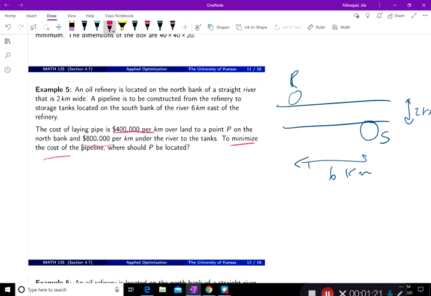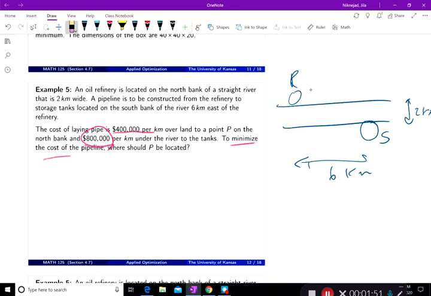Think about it this way. If I connect directly here, it will be all under the water and I have to pay the bigger price per kilometer. If I connect in the shortest direction, then I will go a long way on the bank before getting to the short way under the water. So how do we optimize this?